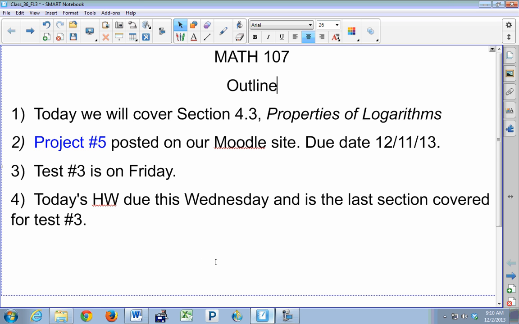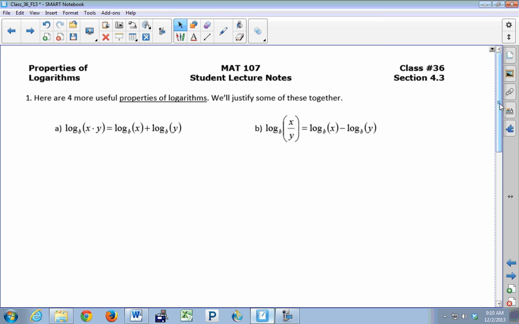And a study guide should be, did I give you a study guide? That should be posted on Moodle too. If it isn't, I'll post it today. So between all of those things, you should have plenty of problems to work. So let's continue with the properties of logarithms.